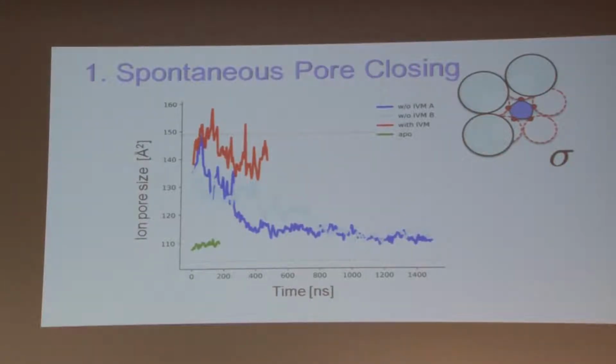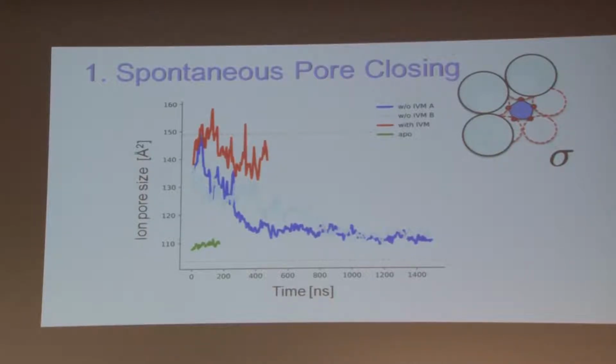In fact, if we monitor the cross-section of the ion pore as a function of time, we can see that the two simulations here, in blue and light blue, start with values which are compatible with an active state, which is in red here, so an open channel state. And after removal of ivermectin, with time, they evolve to values which are consistent with the resting state, a closed channel state. So these simulations indicate that the closing of the ion pore is spontaneous in the absence of ligand.